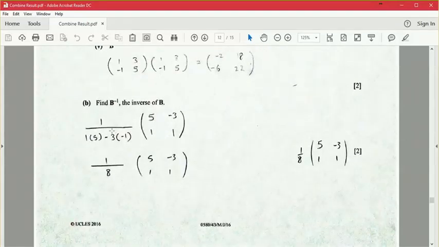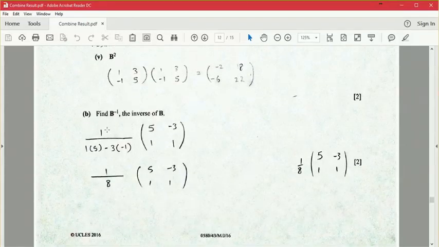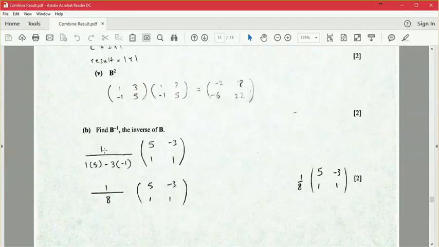Then find the inverse of B. So the inverse is easy. 1 over, here we multiply 1 times 5 and minus 3 times negative 1, the determinant of the matrix. Then the matrix will only swap the sides. 5 will become here and 1, and 3 will become negative, and negative 1 will be 1. So this is the answer.